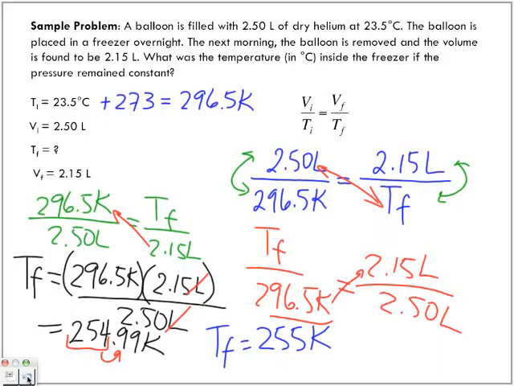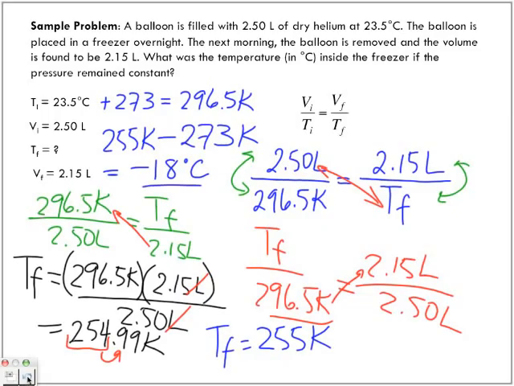We're going to what? Subtract it. Good. So we're going to take the 255 Kelvin, and we're going to subtract 273 Kelvin, and we get a temperature of negative 18 degrees Celsius. So now, can we relate to that? Yes, we can. We know that that's cold.